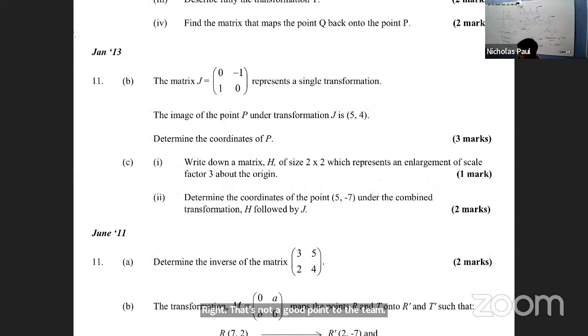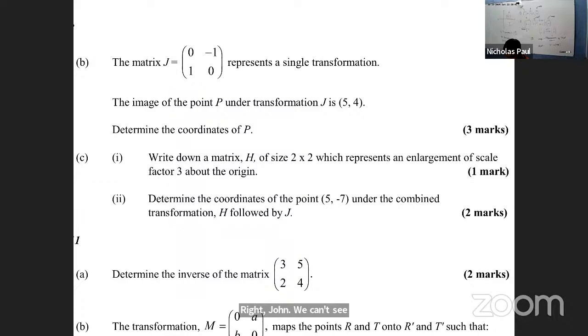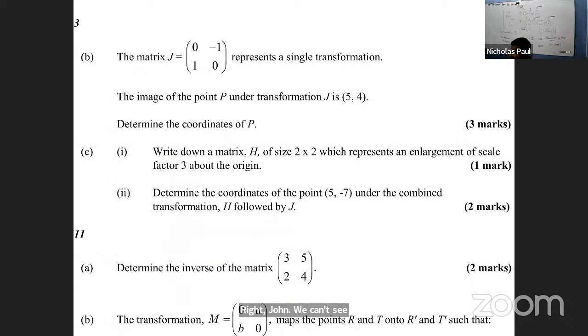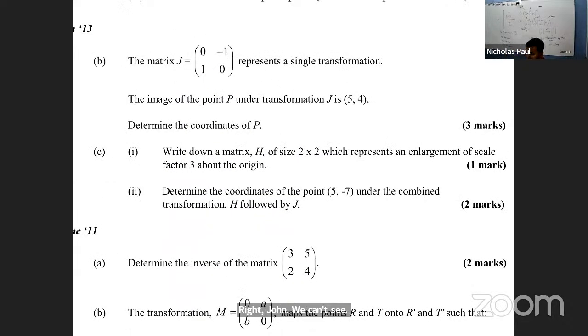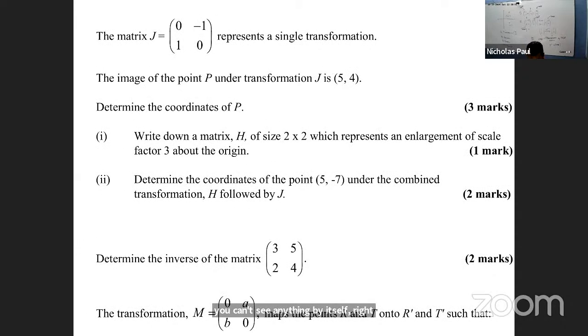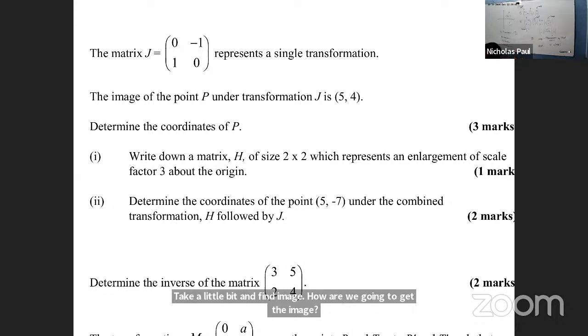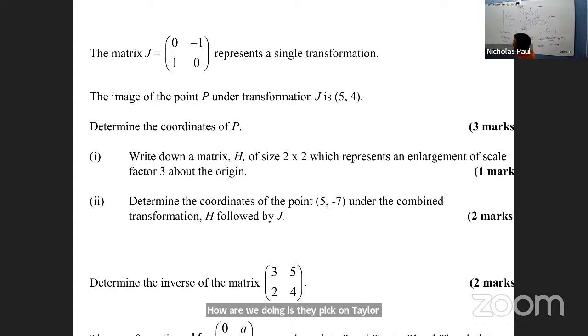Right, 2013, number 11. Go topic by topic. Take a little read and find the image. How are we going to get the image? Tyler, how are we getting the image?